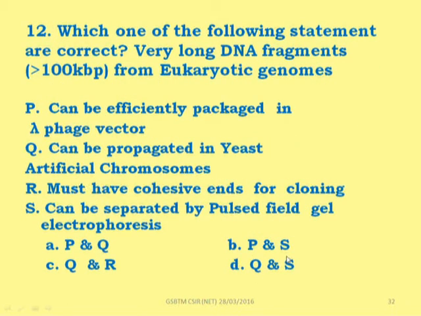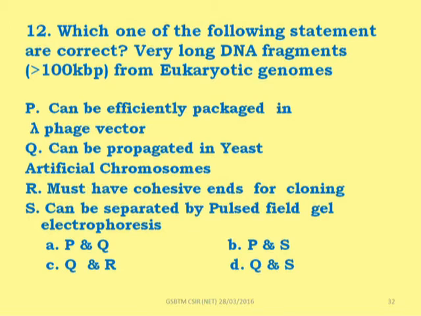Once again, a good question. Which of the following statements are correct? Very long DNA fragments from eukaryotic genomes can be efficiently packaged in lambda phage vector, can be propagated in yeast artificial chromosome, must have cohesive ends for cloning, and can be separated by pulse field gel electrophoresis. Let me explain.